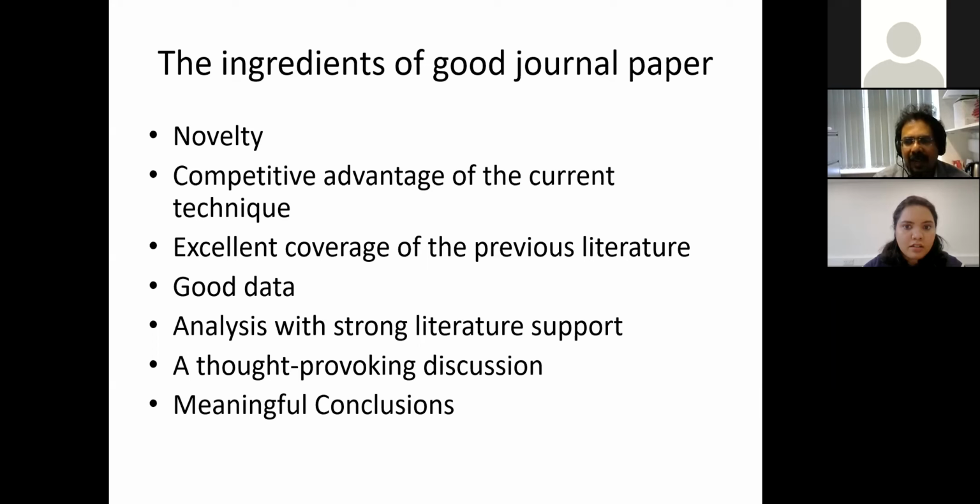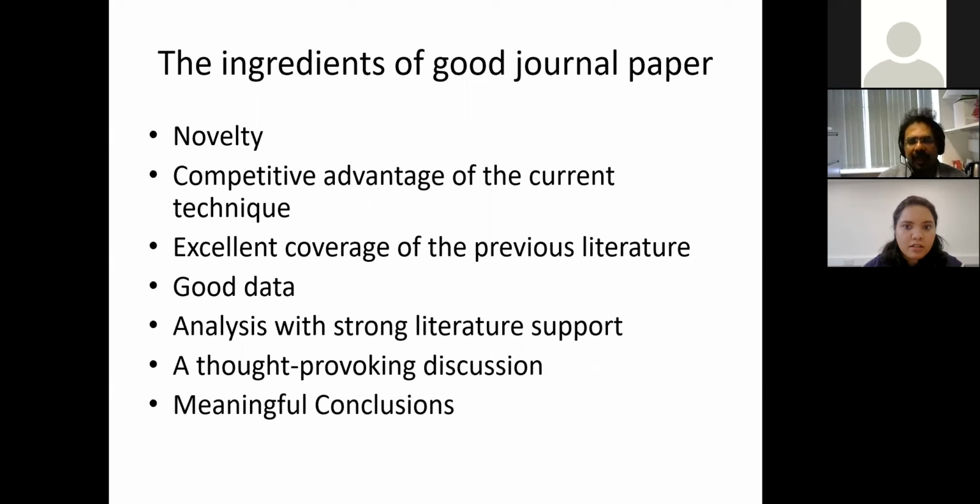The next thing would be excellent coverage of the previous literature. Why is it important to address previous literature? That is how you identify the gap. That is how you see what work is already done, and what is missing. And that missing part is the gap. Also, you need to have good data and analysis with strong literature support. When you write your discussion part, you need to support your discussions with the support of previous literature. For example, you can say that this is in line with Kelly et al's work, which was published in 1986.